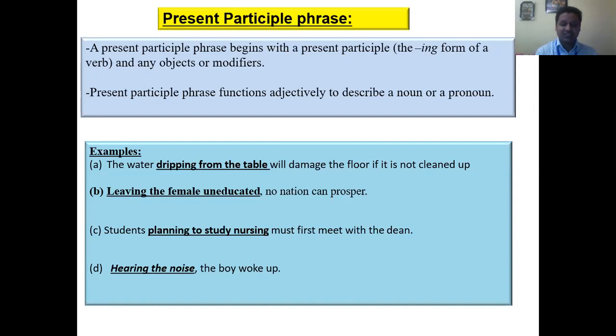Hearing the noise, the boy woke up. So hearing the noise is a present participle phrase.